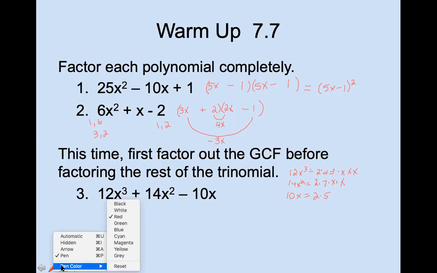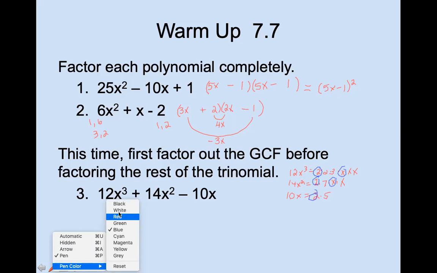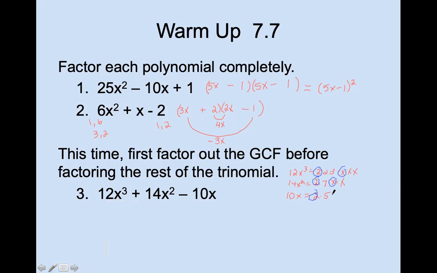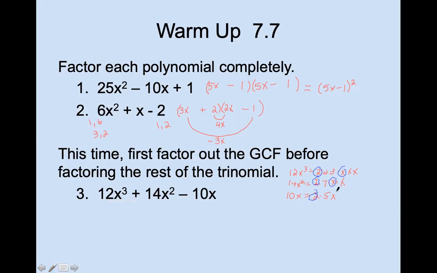I'm going to switch colors here. I'm going to go with blue. I'm seeing a 2 in all of them. And I'm seeing an x in all of them. And it looks like I forgot to write down this one's x. So let me switch back here a minute so it's not confusing. This guy should have been 10x here. Now I'll go back to my blue. So they all have a 2 and they all have an x in common. So my GCF here is 2 times x because that's what they all have.